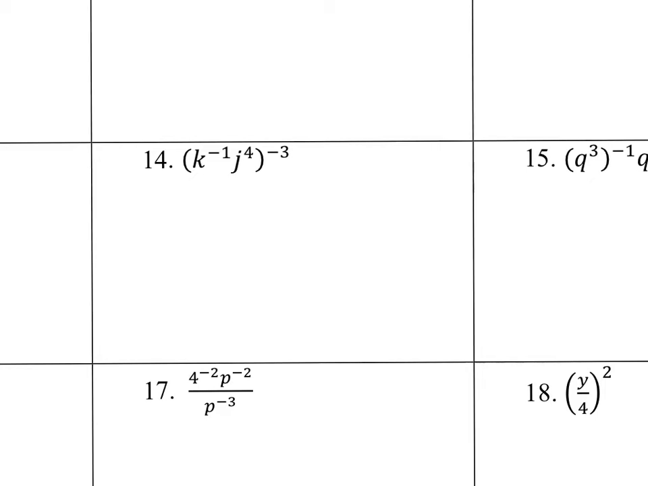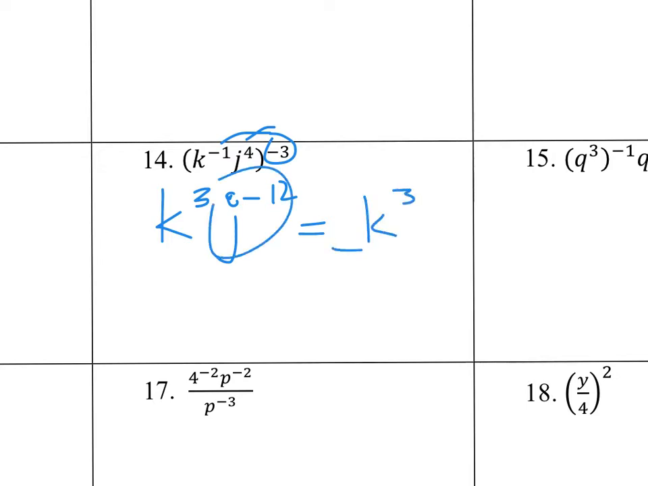14. Exponent on the outside of a parenthesis. Power to a power, what you're thinking: you multiply the exponents with the other exponents. Gives you k to the third power, j to the negative 12 power. And I'm almost done, but I have a negative exponent, so I keep my k to the third. I flip my j to the bottom and make a positive 12.